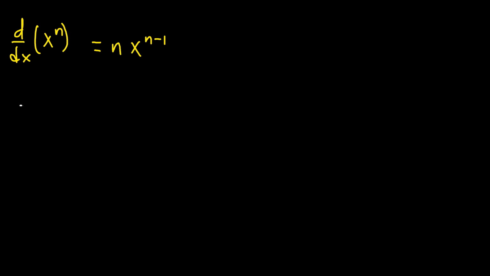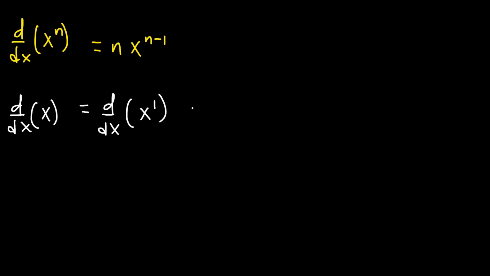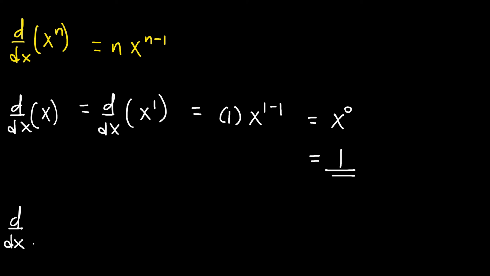So if you want to find, let's say, the derivative of x, this is the same as the derivative of x to the power of 1. And so we shall have 1 times x to the power of 1 minus 1, which will be equal to x to the power of 0. And we know that any number raised to the power of 0 is 1, so this will be equal to 1.